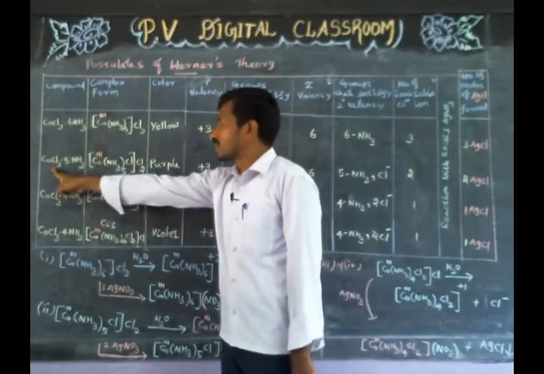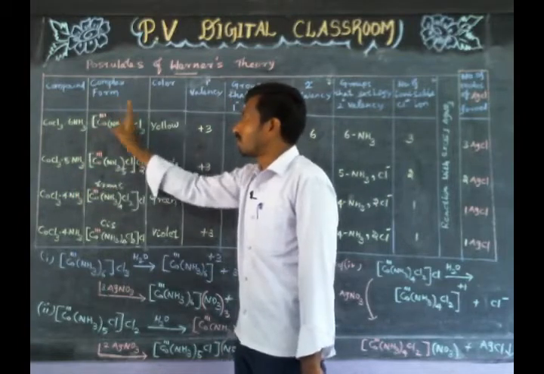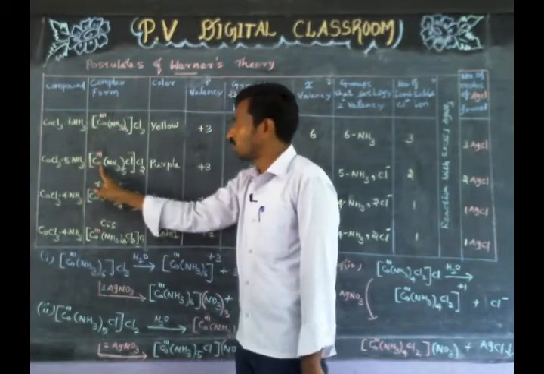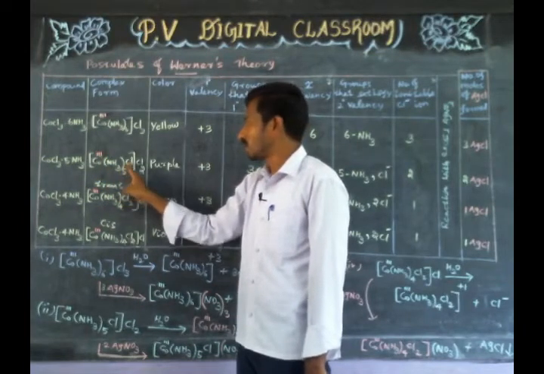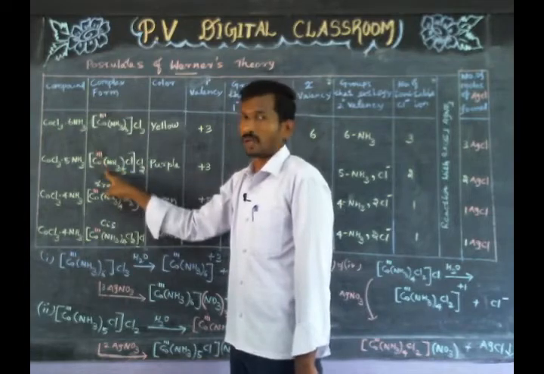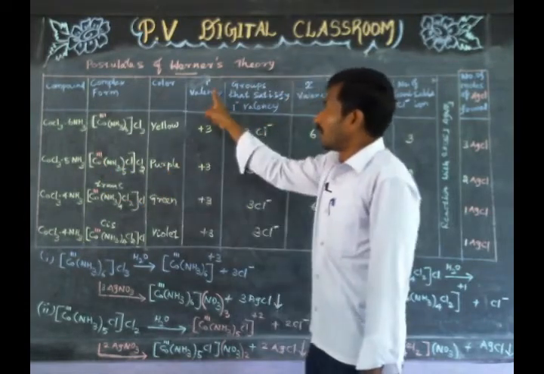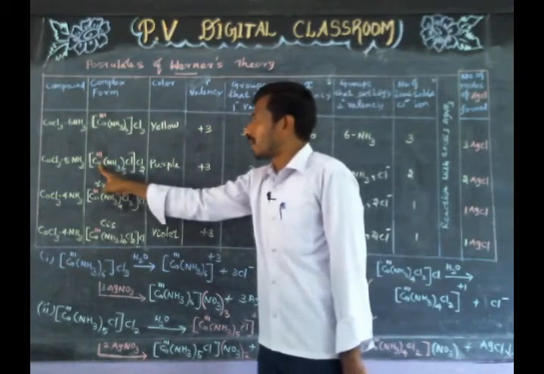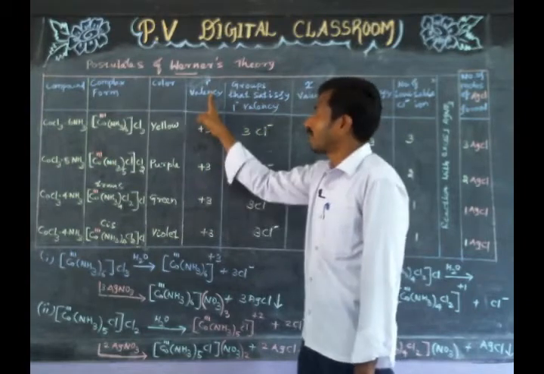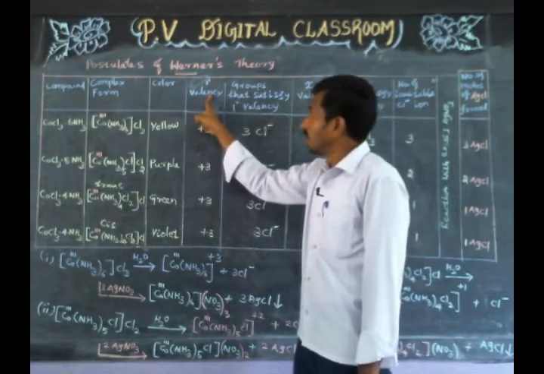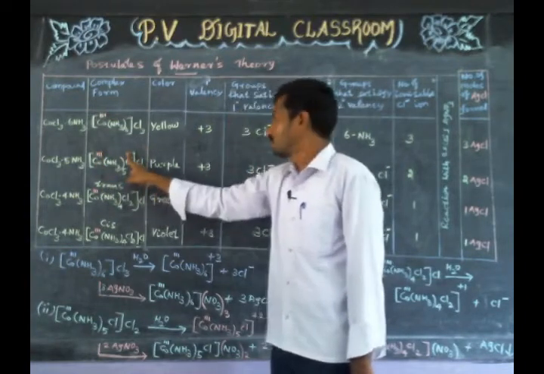Second compound is CoCl3.5NH3. Complex form of this compound is Co with oxidation number 3, NH3 5 times, Cl2. This compound exhibits purple color. Primary valency of the central atom of this compound is +3. Here primary valency represents the oxidation number of the central atom of this compound.